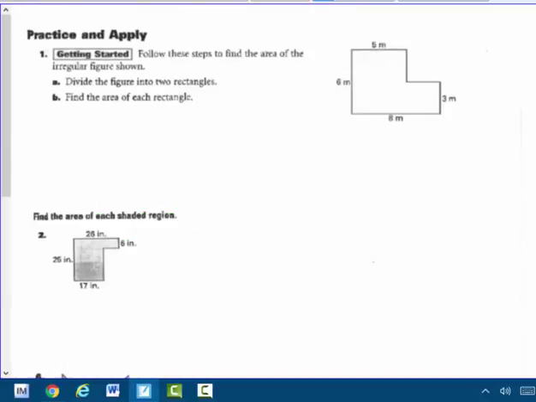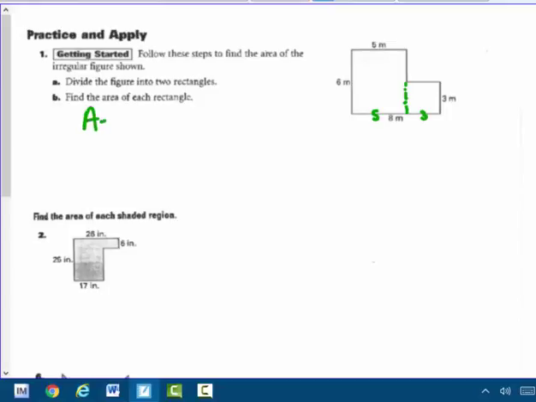Next page, area of composites. Follow these steps to find the area of the irregular figure shown. Divide the figure into 2 rectangles. Find the area of each rectangle. Okay, well, the easiest way to do it is right here. If all of this is 8 and this part is 5, then this part must be 3. So that's a square. So it's a rectangle plus a square.